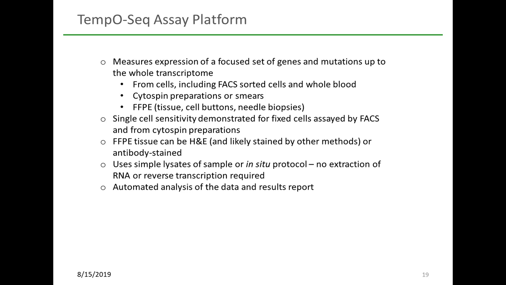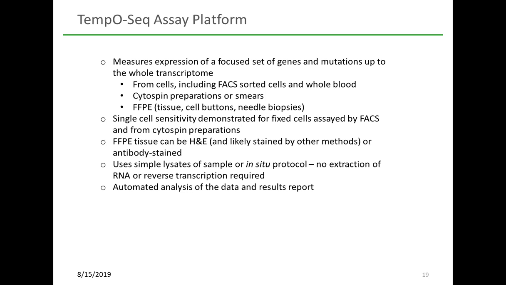So I wanted to talk a little bit about the TempO-Seq assay platform. And so this is a methodology which can be used in FACS-sorted cells, can look at single cells, and cytospin preparations or fixed tissue. And it has single-cell sensitivity.